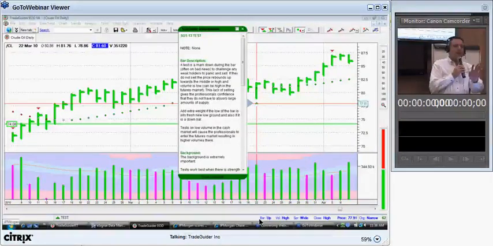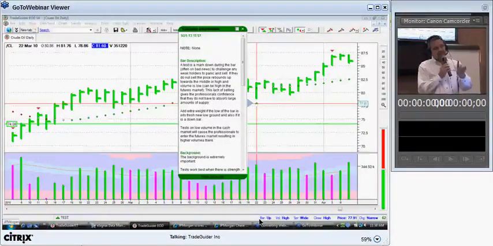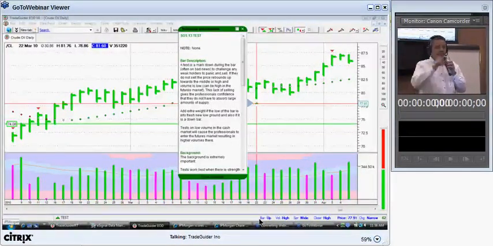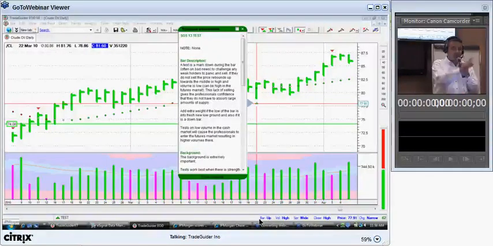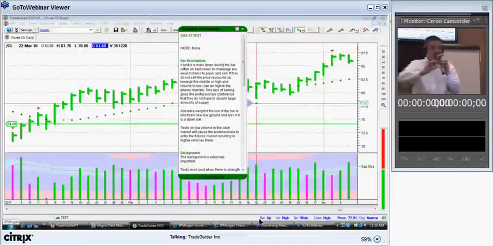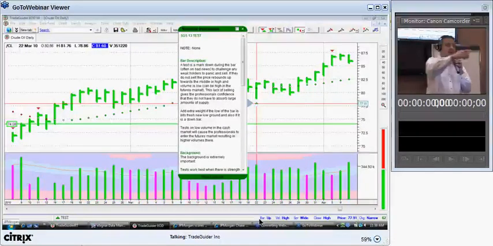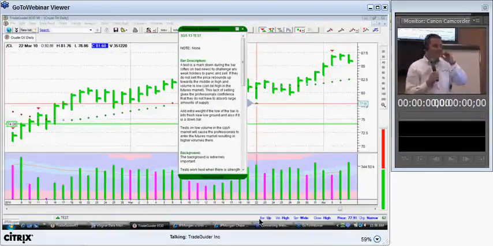Now, let me be clear. Will you miss one or two breakout trades? Yeah, you will. If you see, however, a breakout on high volume and you see that test bar I've just shown you at that right level and it holds, then you can buy it. I totally agree with what you're saying.